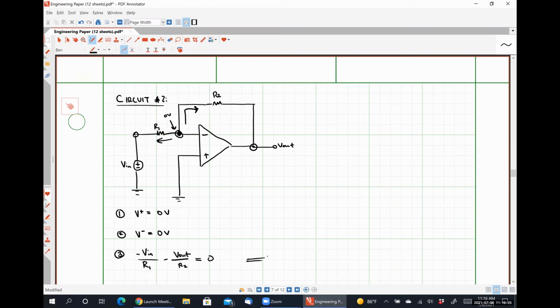So we could do a little bit of algebra and rearrange this guy, and we would find that Vout is equal to negative R2 over R1 times Vn, and our voltage gain is then simply always defined as Vout over Vn, which is just negative R2 over R1.